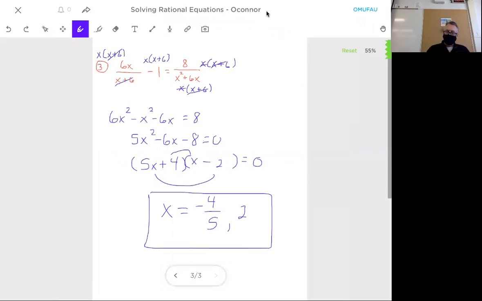And both of those are acceptable because I would have to throw out 0 or negative 6, neither of which I had. Any questions?